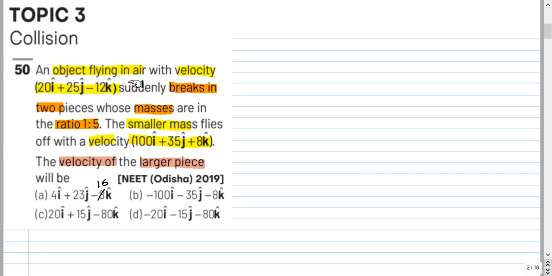An object flying in air with velocity 20 i cap plus 25 j cap minus 12 k cap suddenly breaks in two pieces whose masses are in the ratio 1:5. The smaller mass flies off with a velocity 100 i cap plus 35 j cap plus 8 k cap. The velocity of larger piece will be. You can pause and attempt this question.